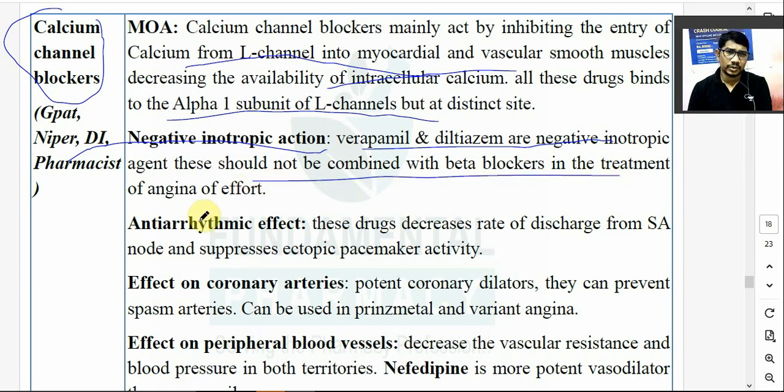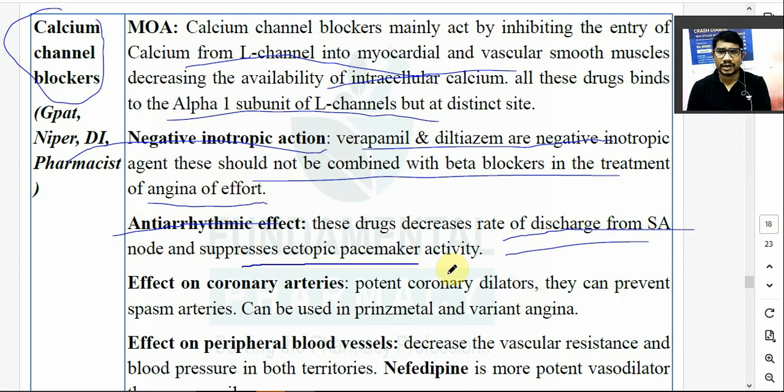In the treatment of angina, classical angina में इनको बीटा ब्लॉकर के साथ में नहीं देना है, क्योंकि बीटा ब्लॉकर भी decreasing the force of contraction and heart rate. ये भी और कम कर रहे हैं. Obviously there might be a chance of heart block, that's why they are not combined. So anti-arrhythmic effect is also there. These drugs also decrease the rate of discharge from the SA node, SA node से जो frequency है उसको कम करते हैं, already seen, and suppress the ectopic pacemaker activity. So they also have an anti-arrhythmic effect.